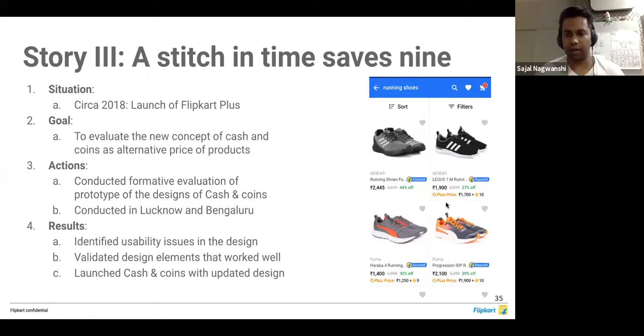So if you go on Flipkart right now, you can see that you can pay for a product by a particular price, or you can pay by coins as well as a discounted cost. So this was the first time that we were testing this particular feature. So we did conduct user research in Lucknow and Bangalore. And then we identified some of the problems that users faced, and we modified the design and then launched it.